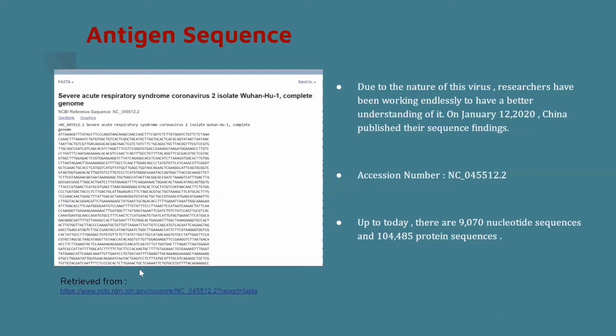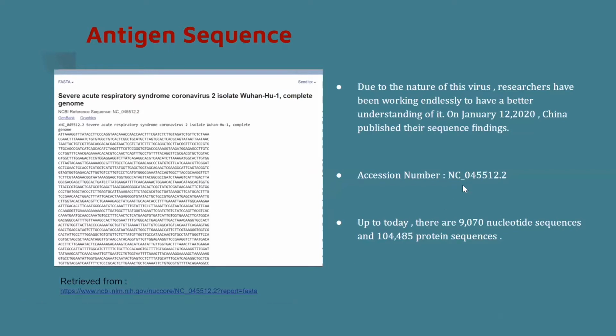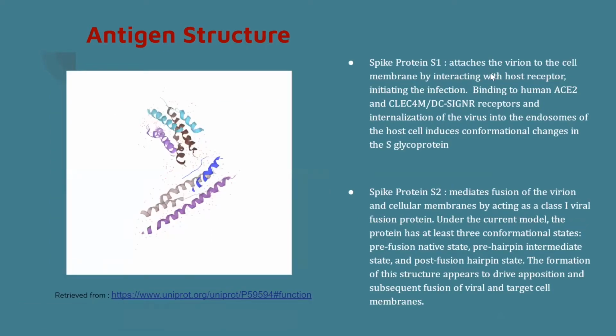It can be found on the NCBI with the accession number NC_045512.2. And up to this day, there are 9,070 nucleotide sequences and 104,484 protein sequences. The protein S1 is attached to the virus cell membrane by interacting with the host receptor. And the S2 mediates the fusion of the virion and the cellular membrane, acting as a class 1 viral fusion protein.